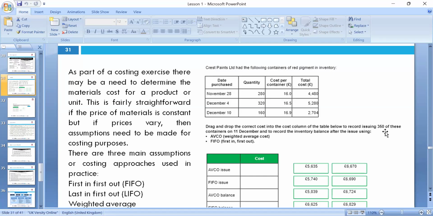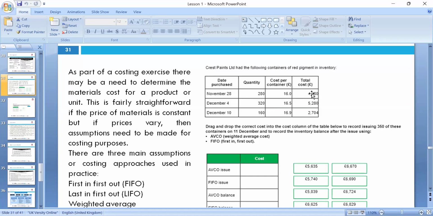We can look at these methods. One is called AVCO, the average cost, and FIFO is the first in, first out cost. With these figures given, we can put them in the columns. I gave the answers in the next slide. If we look at AVCO, we add all these costs of the units, like 4480, 5280, and 2708. Then we add the units, 280, 320, which makes 760.